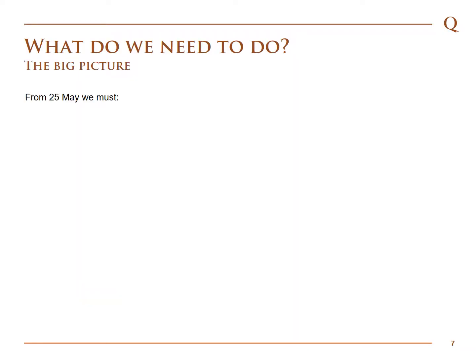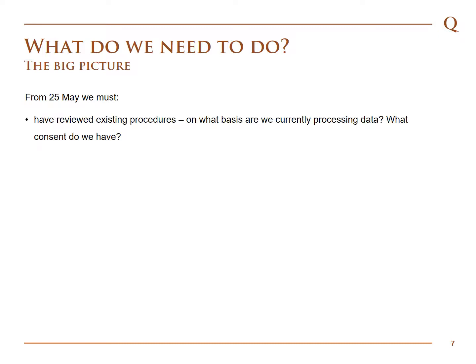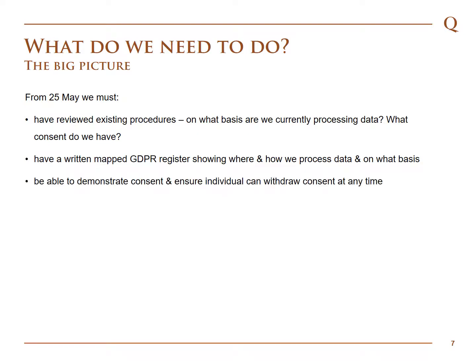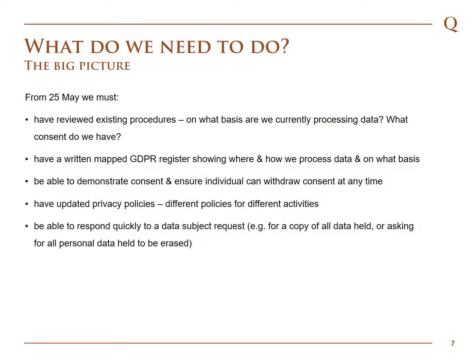So what do we need to do? From the 25th of May, we must have reviewed existing procedures, so we need to consider on what basis are we currently processing data and what consent do we have. We need to have a written map GDPR register showing where and how we process data and on what basis. We must be able to demonstrate consent and ensure individuals can withdraw consent at any time. We must have updated privacy policies, so we may have different policies for different activities.